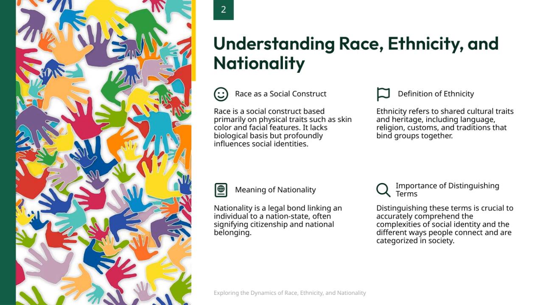These include things like language, religion, customs, and traditions, which create a sense of belonging and community. Nationality, on the other hand, is different. It's a legal connection between an individual and a nation state, usually tied to citizenship and the rights and responsibilities that come with it. Understanding the distinctions between race, ethnicity, and nationality is really important because it helps us more accurately grasp the complexities of social identity and the many ways people relate to and are categorized within society.